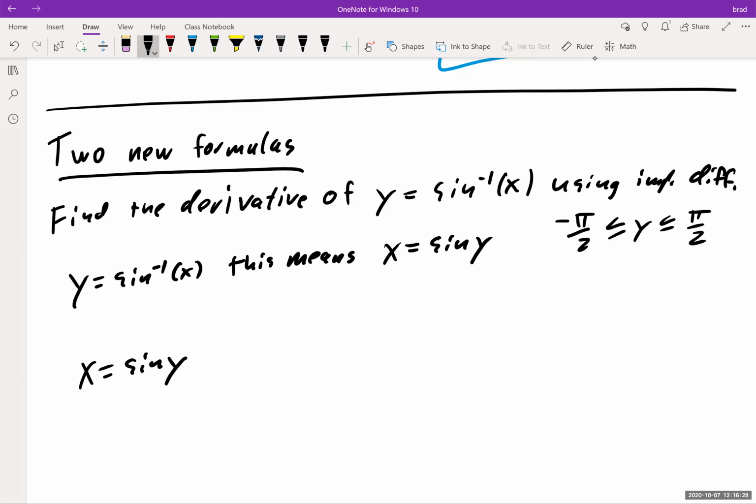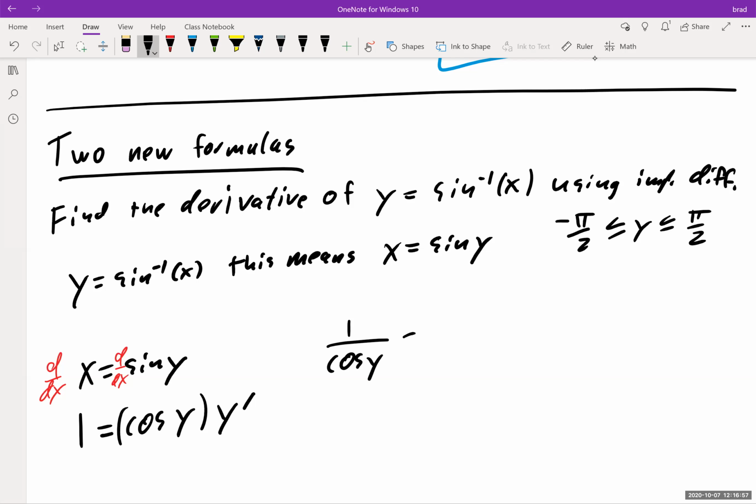Let's take the derivative of both sides. So I'm going to d/dx both sides. Now that will become 1, because the derivative of x with respect to x is just 1. And then this will become the cosine of y, but then we have to attach the y prime, the inner function. Remember, we're trying to solve for y prime, so that's great. I'm going to divide cosine of y over to the other side, so we end up with 1 over cosine of y is equal to y prime.